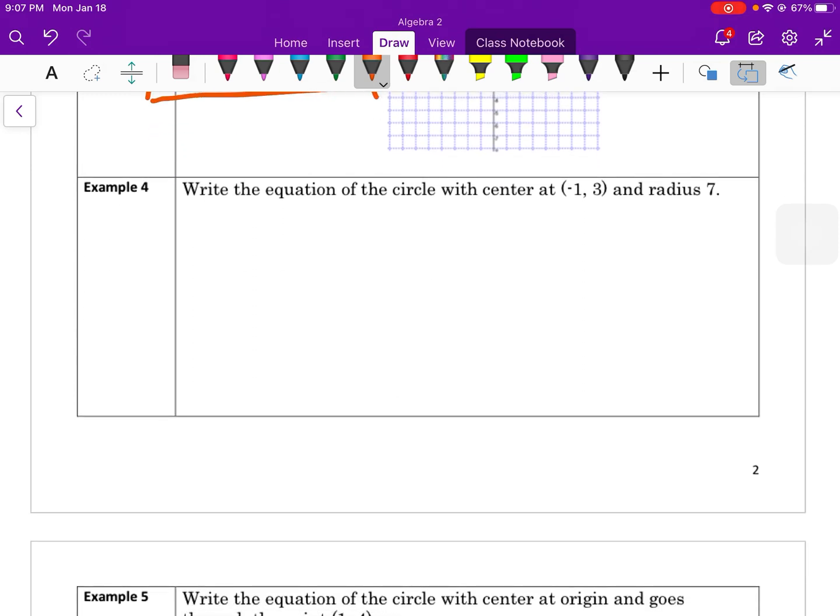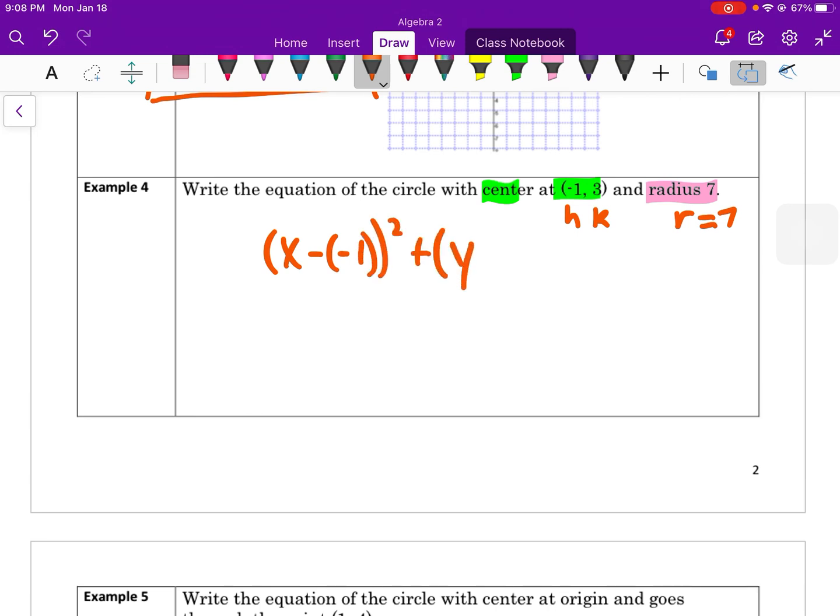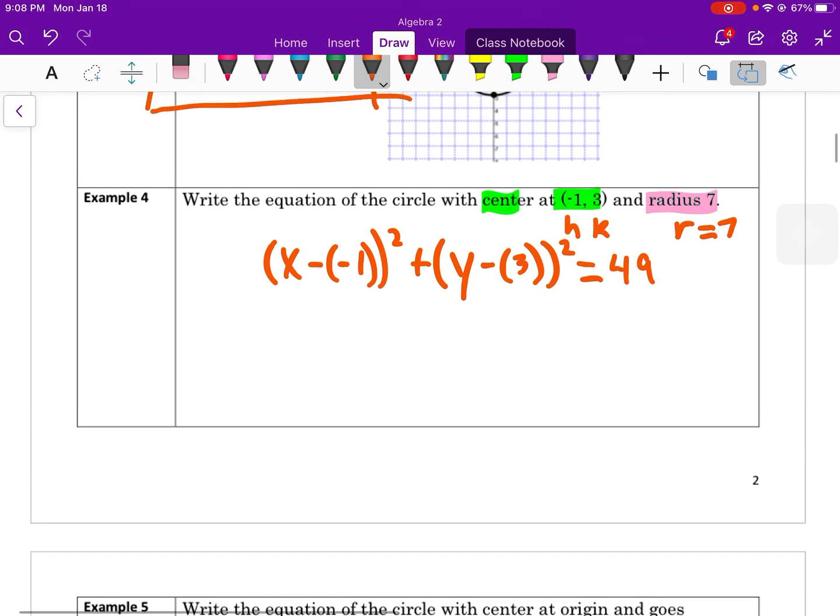Example 4, write the equation of the circle with center at (-1, 3) and a radius of 7. So the center will be our (h, k) and the radius is 7. When we plug the values in, we have x minus h, so x minus -1 squared, plus y minus 3 squared equals r squared, so 7 squared is 49. Now just to simplify, x minus a -1 is x plus 1 squared plus y minus 3 squared equals 49.